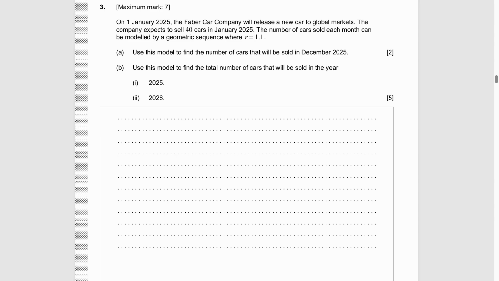Question 3. We are told that 40 cars are expected to be sold in January 2025, and the monthly sales follow a geometric sequence with common ratio 1.1. Part A. We want the number of cars sold in December 2025. That's 12 months after the first term. So, we just use the general formula for a geometric sequence with n equals 12.